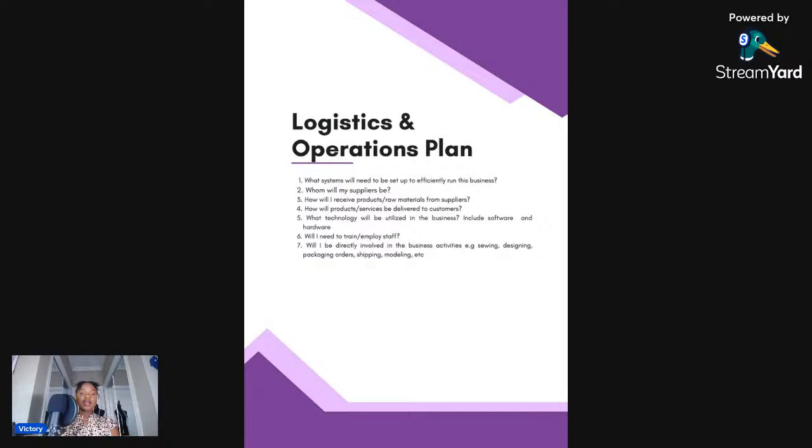All right, so logistics and operations plan. This will include what systems will need to be set up to efficiently run this business. And this question is quite loaded, and this will actually evolve over time as your business continues to evolve and grow. What systems will you need to set up to efficiently run this business? Will you need a system to manage your marketing? Will you need a system to manage your finances, right? There are different platforms that can help you manage these things.